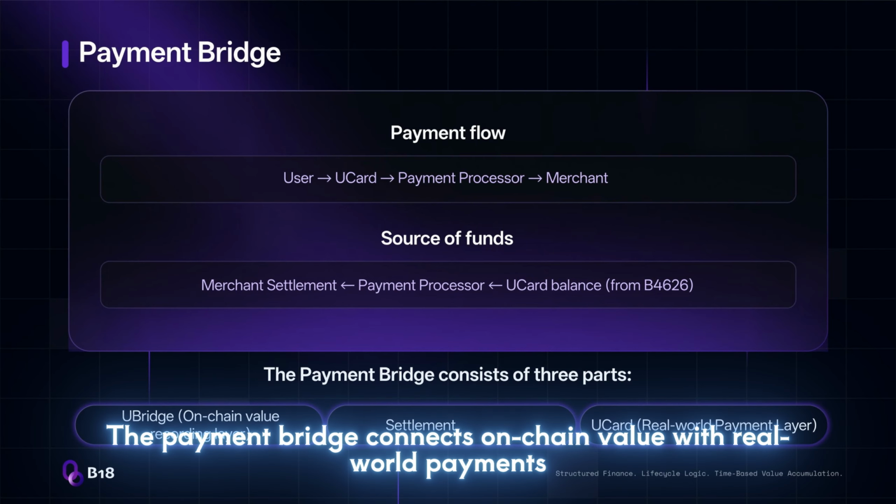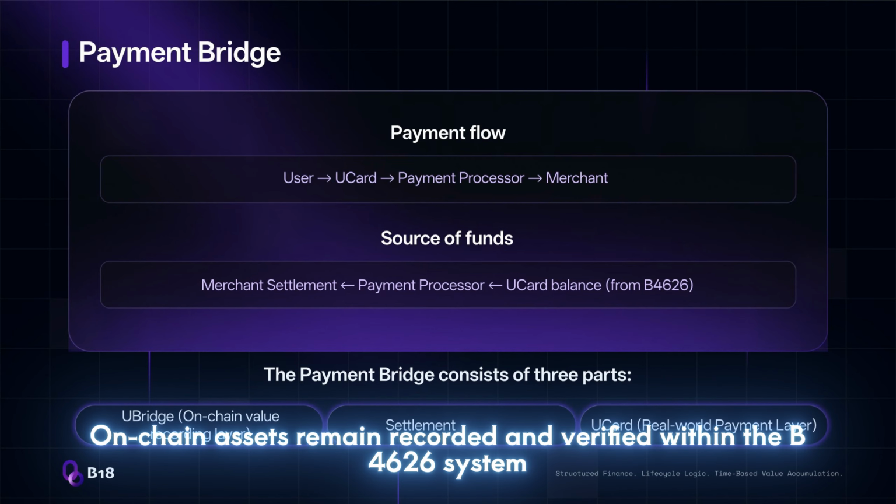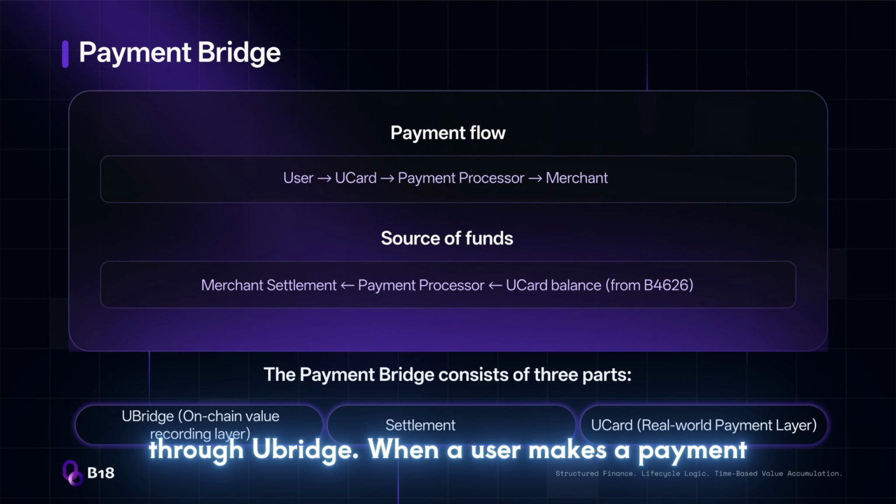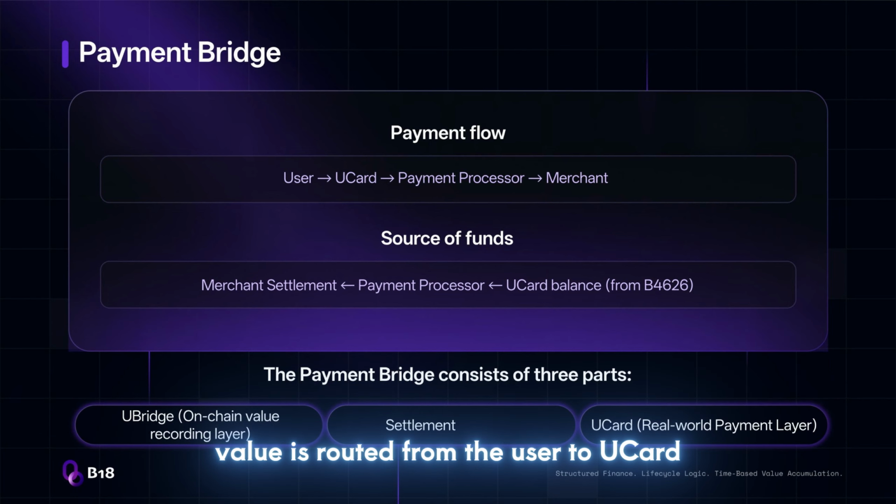The payment bridge connects on-chain value with real-world payments. On-chain assets remain recorded and verified within the B4626 system through uBridge. When a user makes a payment, value is routed from the user to uCard, then through the payment processor, and finally settled with the merchant.